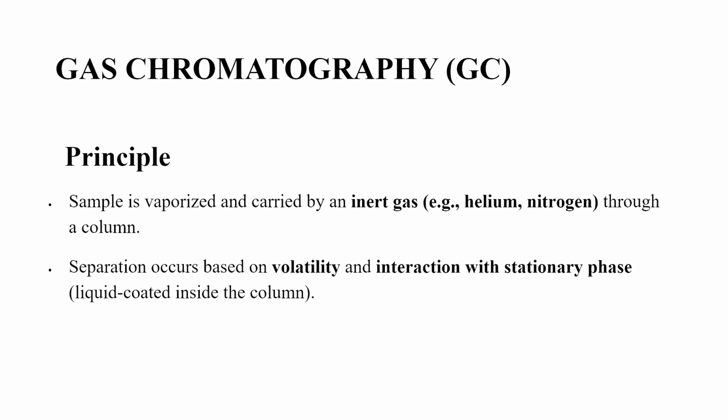Then we have gas chromatography. In gas chromatography, a sample is vaporized and carried by inert gas. It can be helium, nitrogen through a column. Then separation occurs based on volatility and interaction with stationary phase. Liquid coated inside the column.